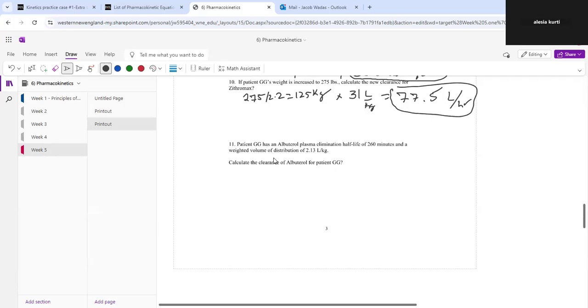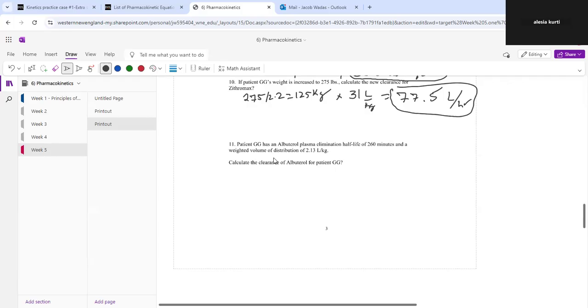So, Dr. Kohan also posted an answer key to this. He did it in minutes, he didn't change it to hours. So we can do it in minutes too, basically liters per minute. Both answers are correct, it doesn't matter. In minutes it will be different numbers, I think about 0.3 after rounding. The unit will be liters per hour for the hours answer.